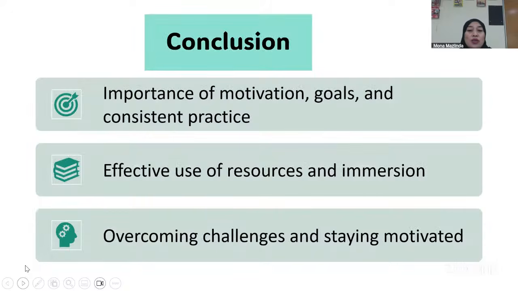This is the conclusion. The most important thing in how to be a good language learner is that you must have high motivation. You must set your goals and you must have consistent practice. Use the resources. Your teacher is one of the resources offered in CELPAD. Ask your teachers questions. Engage yourself in class learning. Use the language. And if you fall into challenges, try to overcome them and stay motivated.